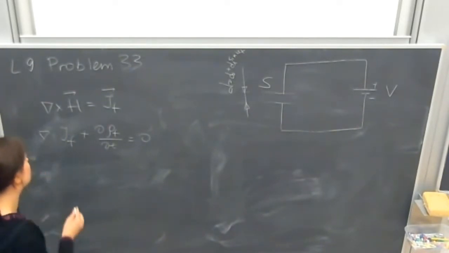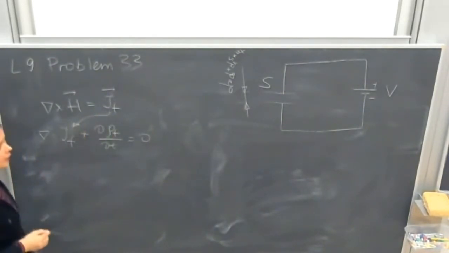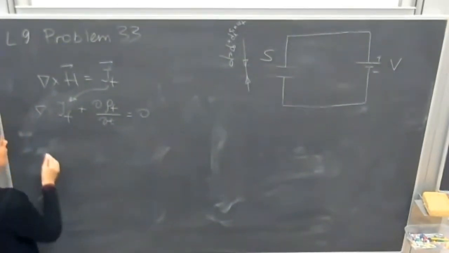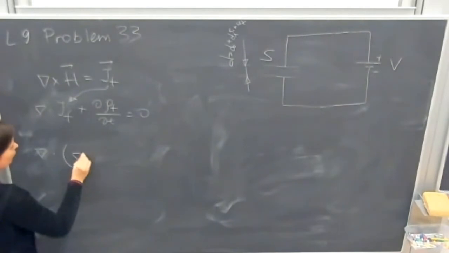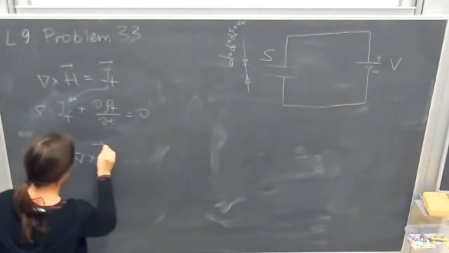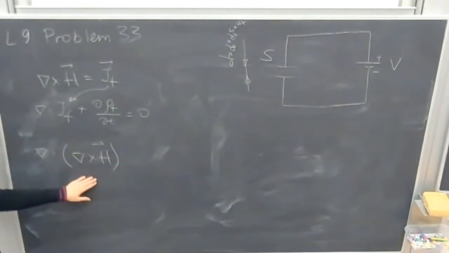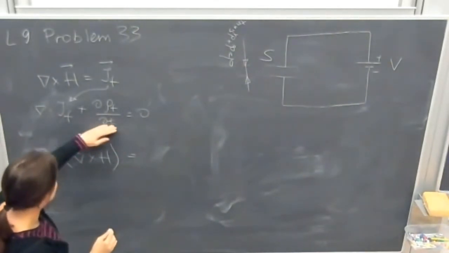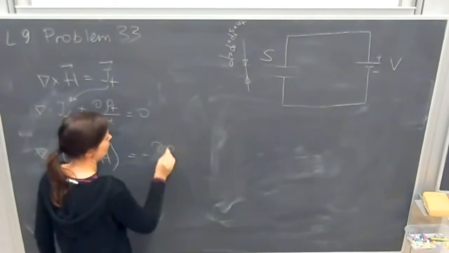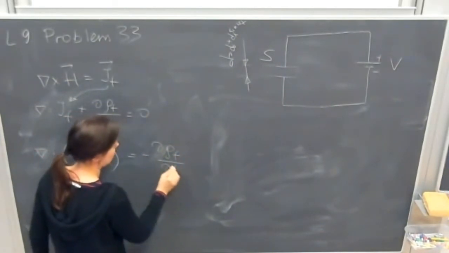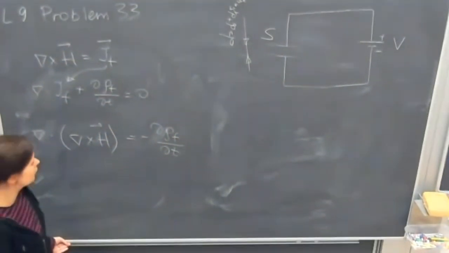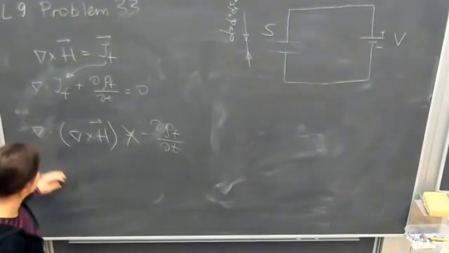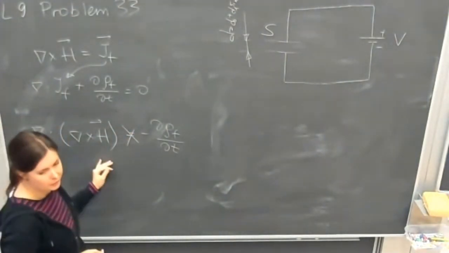We can plug this into the continuity equation and see that we get the divergence of the curl of the magnetic field equal to a partial derivative, which is wrong, because the divergence of the curl is always 0.